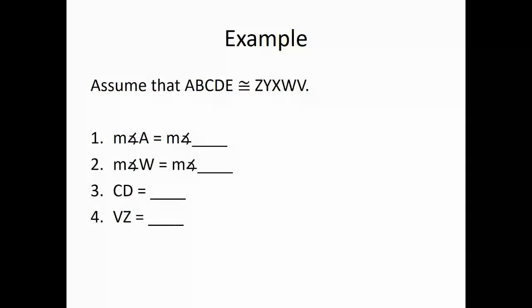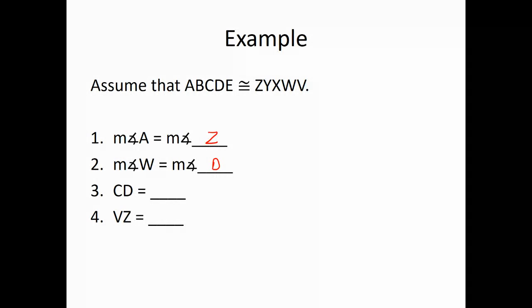All right, so let's say we know that, let's see, that's a pentagon, isn't it? A five-sided polygon, that ABCDE is congruent to ZYXWV. We know how congruent statements work, so we should be able to answer these questions. The measure of angle A is equal to the measure of angle Z. Why? Because they're both in first position. The measure of angle W is equal to the measure of angle D. Why? They're both at next to last position.